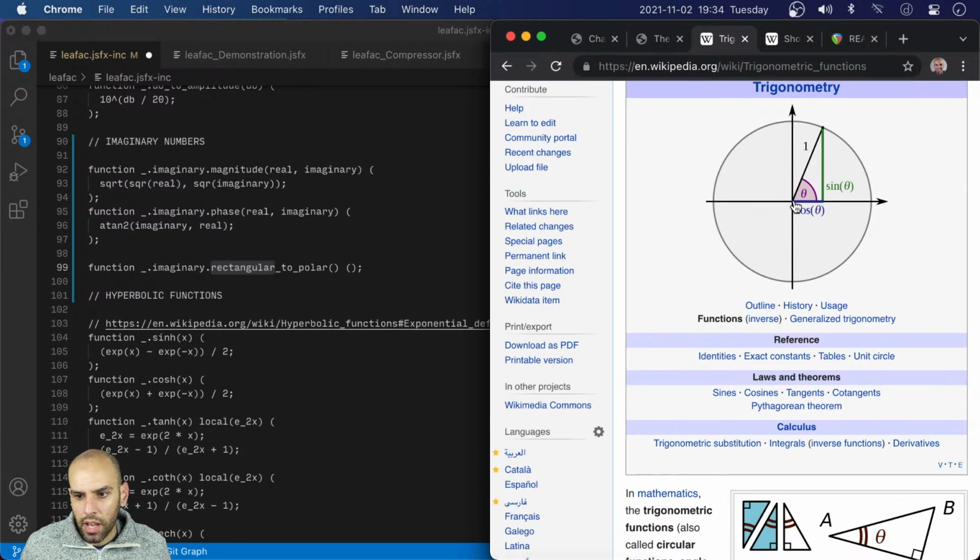Yes, so if you have the coordinates of this in terms of x and y, this is called the rectangular coordinate because, well, you can draw a rectangle here. And if you have instead a magnitude and phase, the magnitude is how far away this point is from the origin, and the phase is the angle. And if you have these coordinates, it's called a polar coordinate instead.